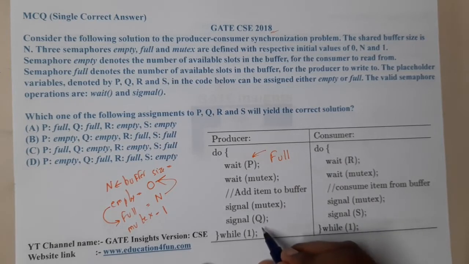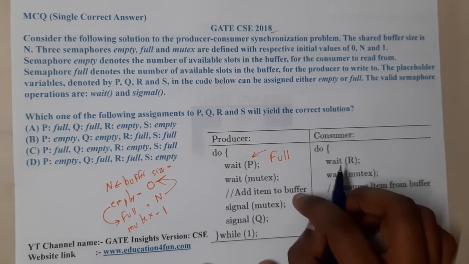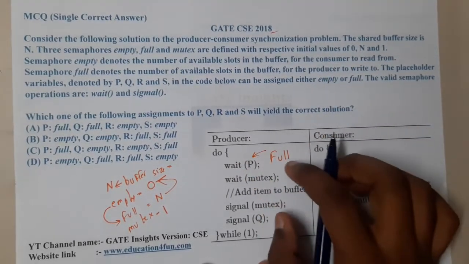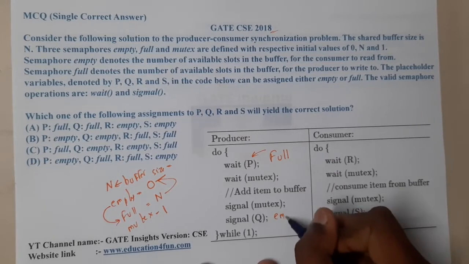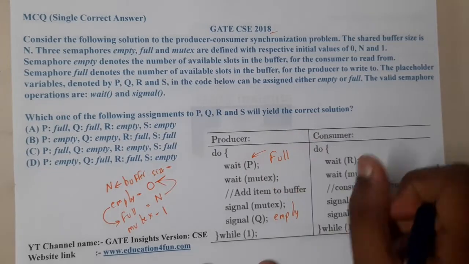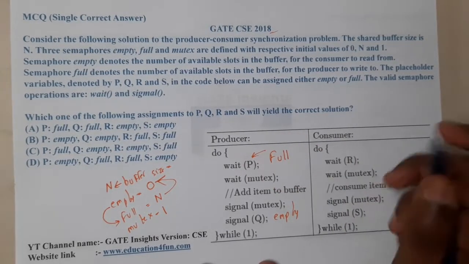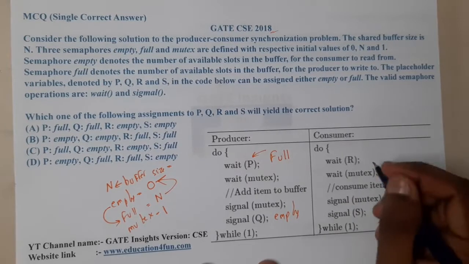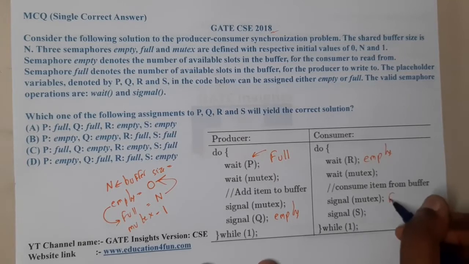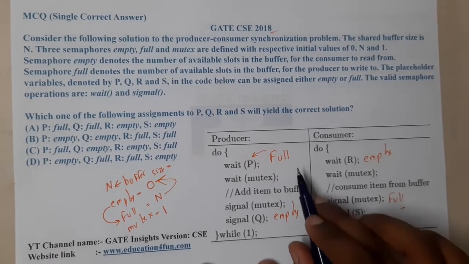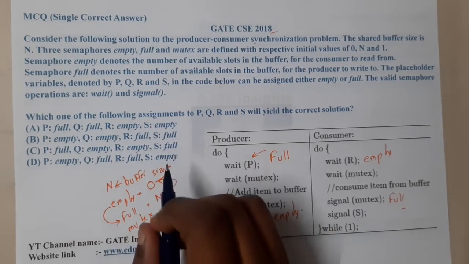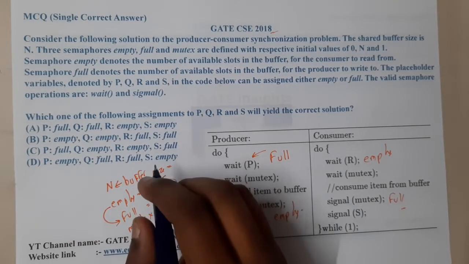When it comes to signaling, once you add an item, you give a signal that you have entered an item. But here we are going to do the reverse thing, so you are going to signal the empty. The same things in the reverse order; I think everyone remembers the trick. Whenever you are consuming, you are going to decrement the empty and increment the full. So it is full empty, empty full. Most probably C should be the correct answer.